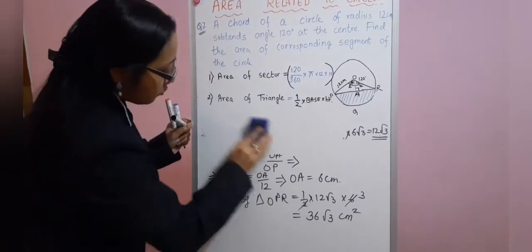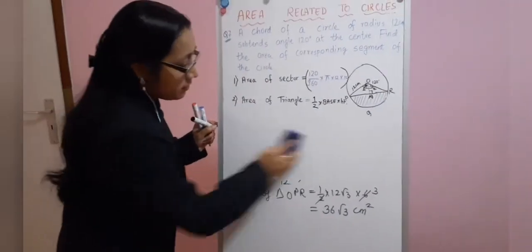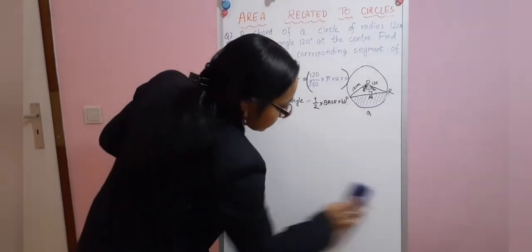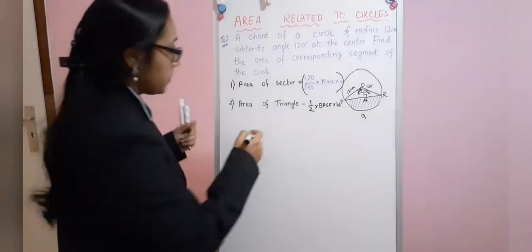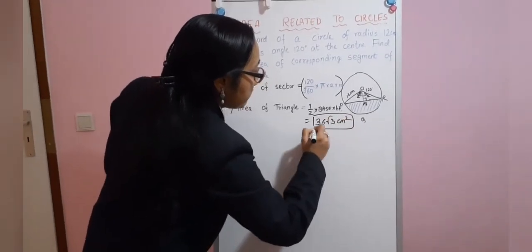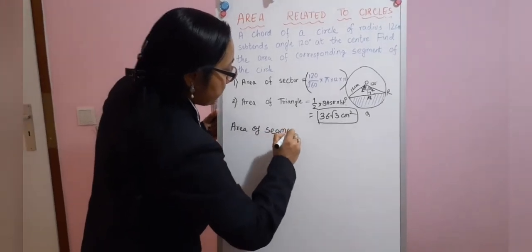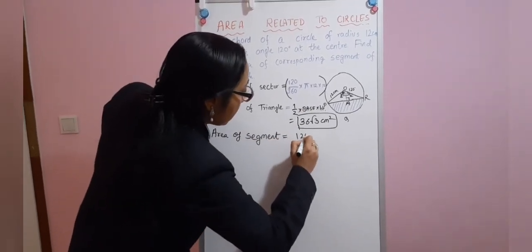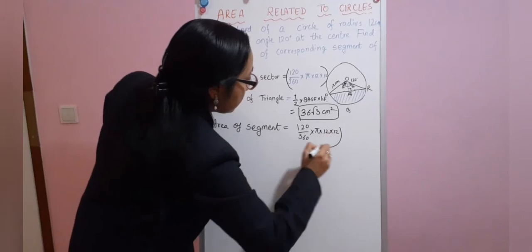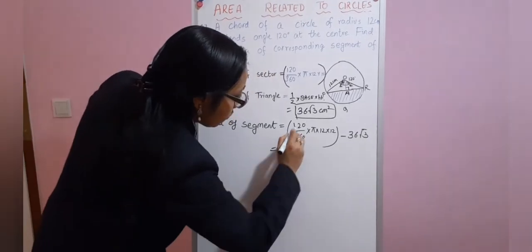This question is very probable question, students. Take a note of it so that you can solve it very quickly during your examination. So the value is 36 root 3 centimeter square. Remember this. So area of segment, right, will be equal to 120 by 360 times pi r squared minus 36 root 3. That will be equal to.